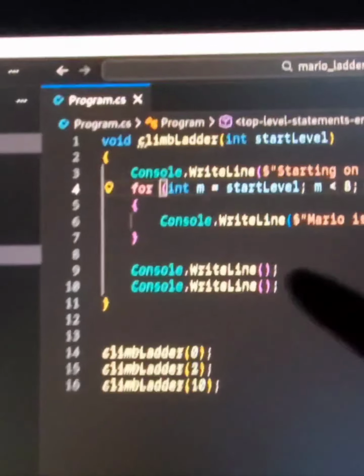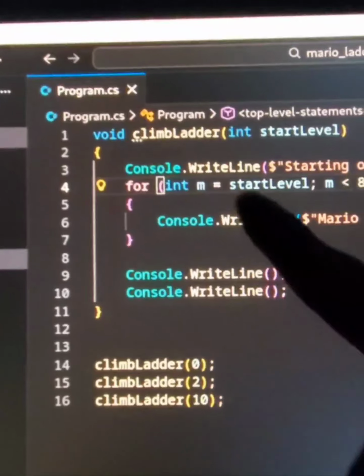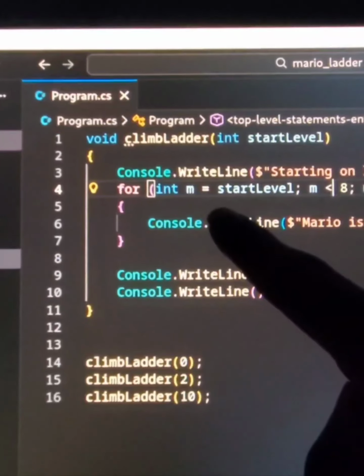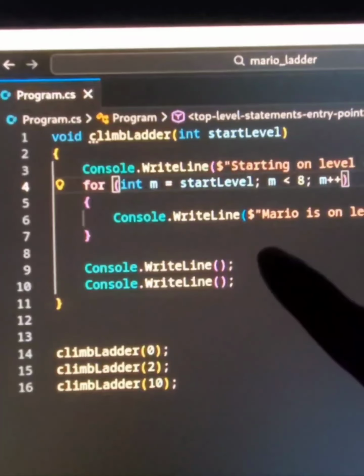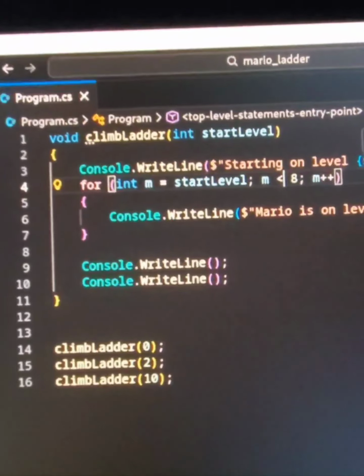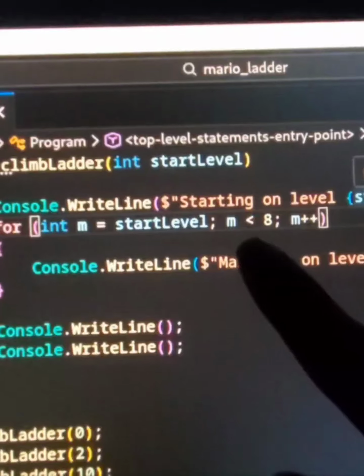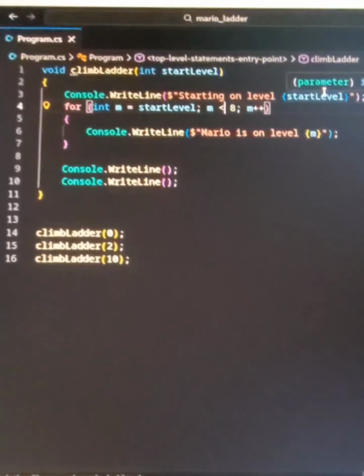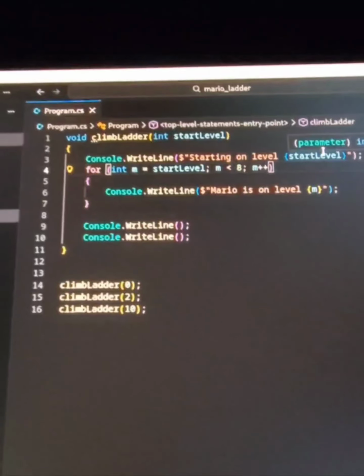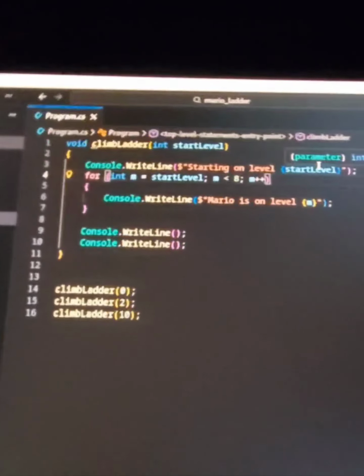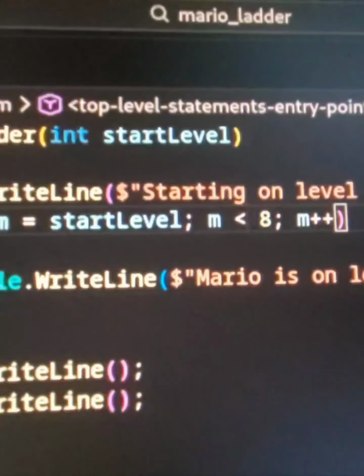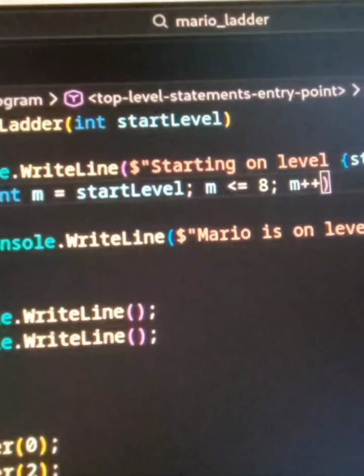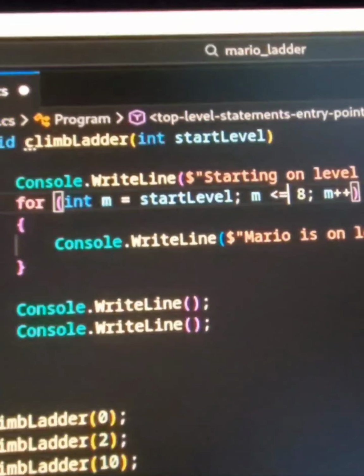is currently on. Now, for the first go around of this, the starting level will equal 0, and thus it will go through this loop 8 times, with level 0 being the first level. Now, the one thing that I think may be confusing about this is you said you don't want him to go past level 8. Now, if you don't want him to go past level 8, then the less than should be less than or equal to. And I want to show you this before I do it.